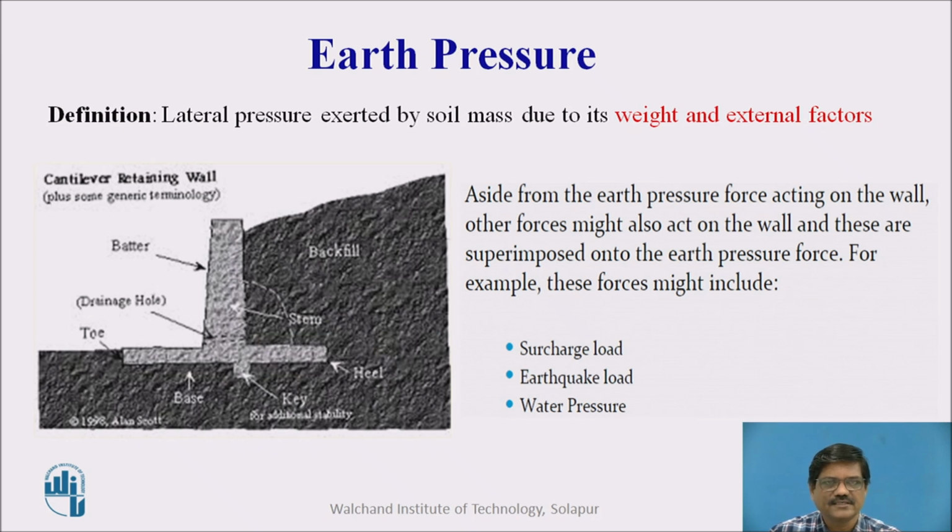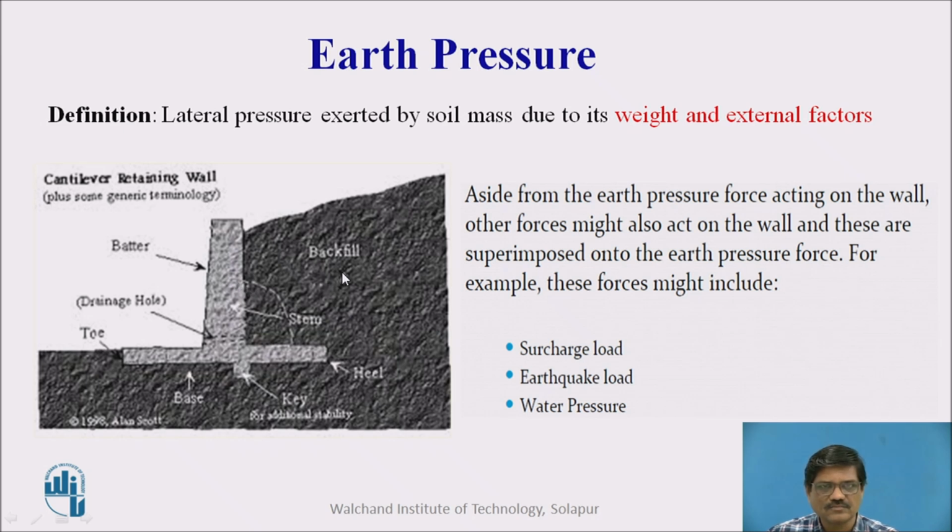Earth pressure is a lateral pressure exerted by the soil mass on the retaining structure, and this pressure is due to the self weight of the soil mass and the external forces acting on the soil mass. As you can see in this image, a typical retaining wall is shown which is retaining the soil mass at the back side. So, this backfill is exerting a pressure on this retaining wall.